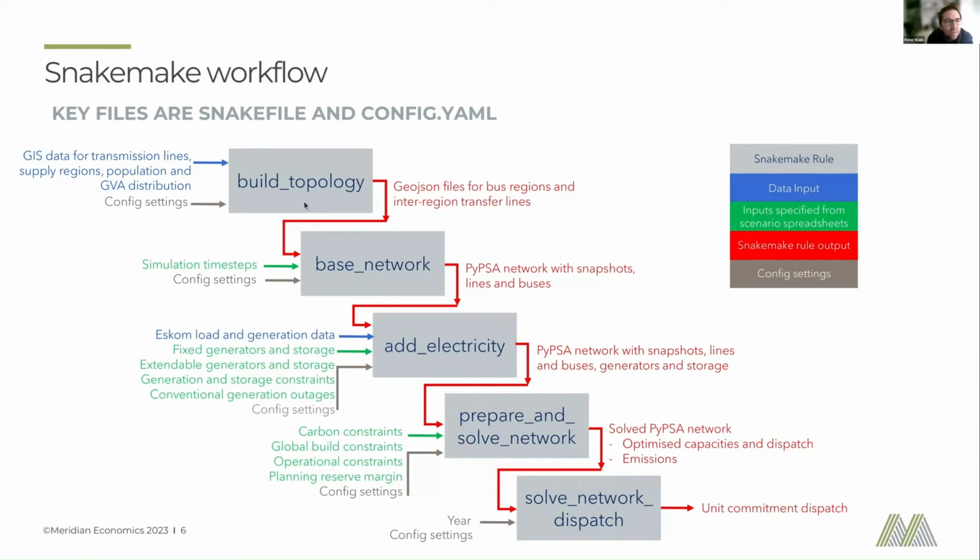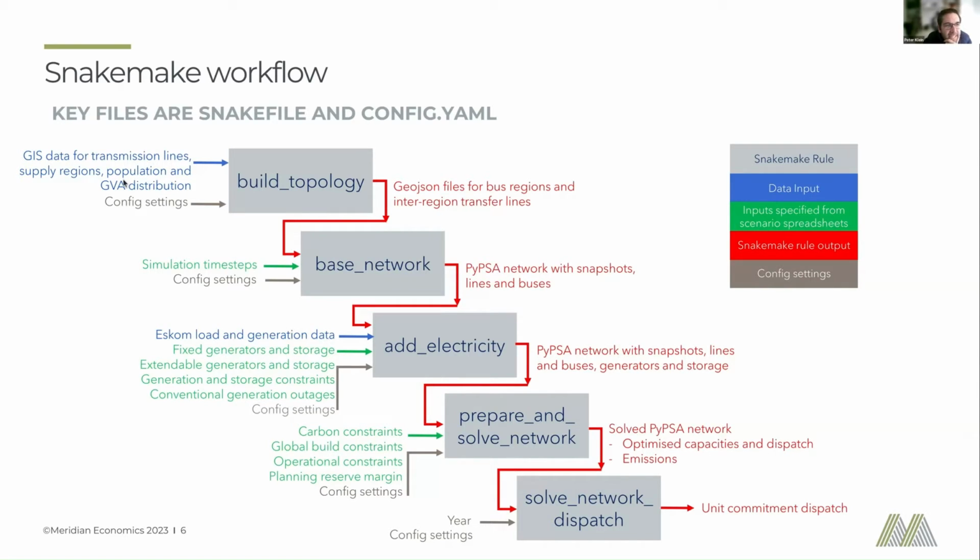And the first rule that we run is something called build topology. So for single node copper plate models, it doesn't have too much of an impact because it's a single node. But when we start to look at the multi-nodal analysis, essentially we give it different supply regions. So we've got GIS data. We also have GIS data for what the transmission network will look like and how that might change over time with the TDP, and also some GIS data around population and GVA distributions.